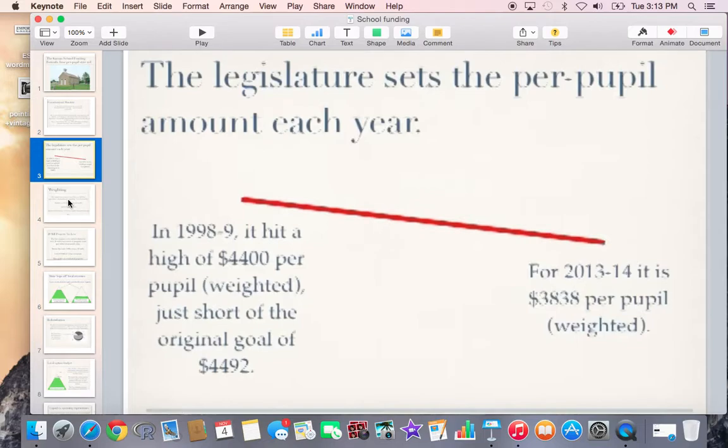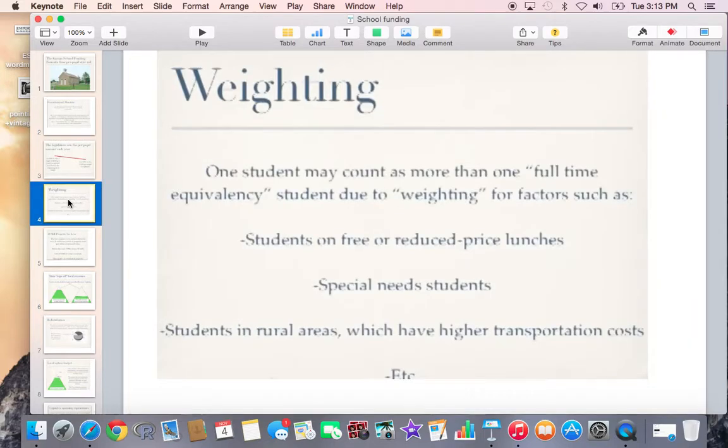But what is this weighting all about? Well, one student may count as more than one full-time equivalency student due to weighting. That is to say, they take the number of students, but for certain students, each student counts as more than one. A student might count as 1.1 student or 1.05 student because they add these weighting factors in to give additional weight in the formula to factors like students on free or reduced priced lunches, students with special needs, and students in rural areas which have higher transportation costs.